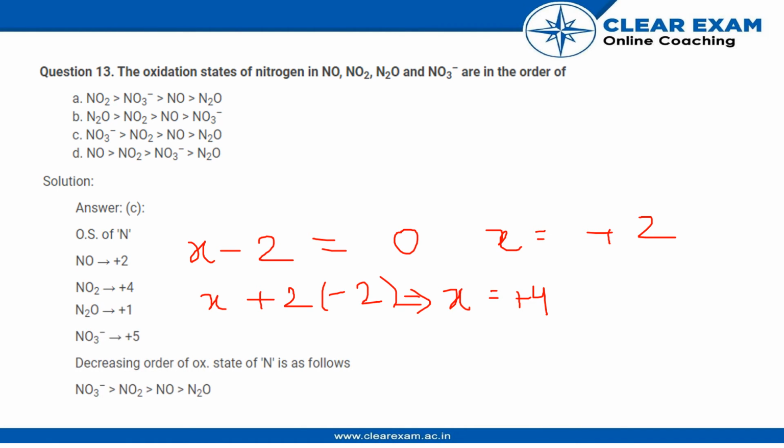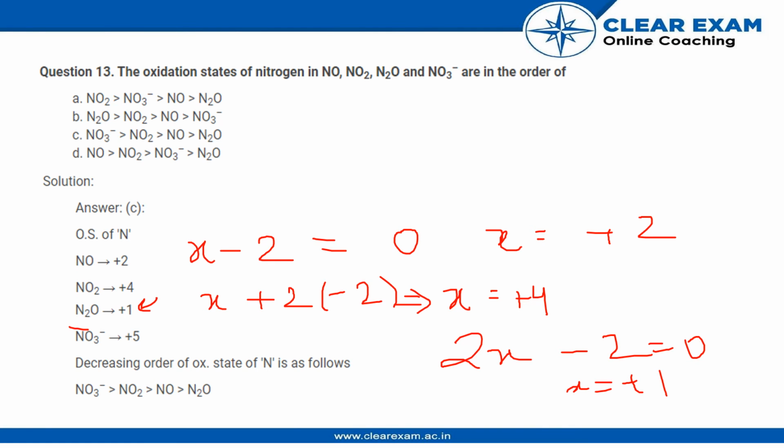And once we have that, we look at the other one, that is N2O, and we know that 2 times x, that is 2x minus 2, equals 0, and thus x becomes +1.